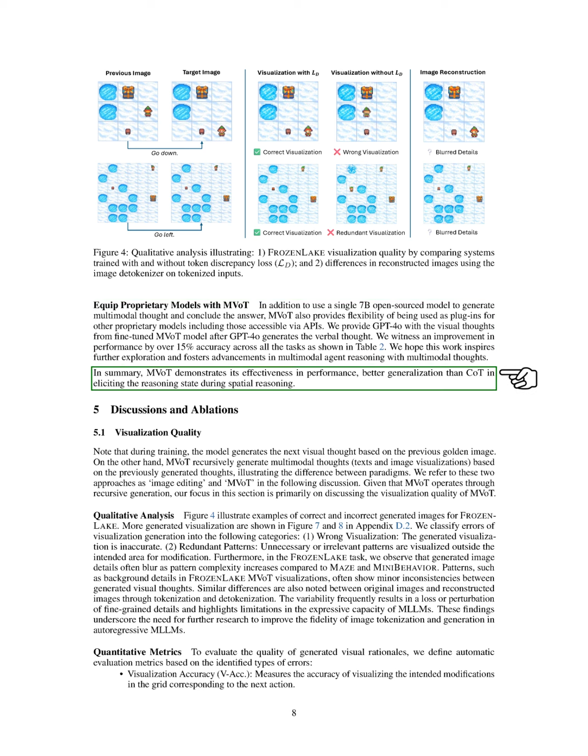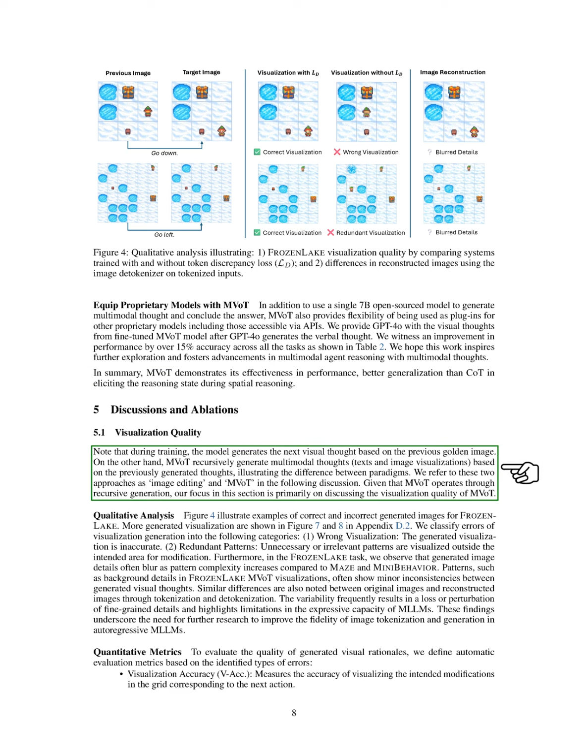In summary, MVoT shows effective performance and better generalization than the chain of thought method in spatial reasoning tasks. Regarding visualization quality, we note that during training, the model creates the next visual thought based on the previous ideal image. In contrast, MVoT generates multimodal thoughts, including text and images, based on earlier thoughts, highlighting the difference between these two methods. We refer to these as image editing and MVoT in our discussion. Since MVoT relies on recursive generation, we focus on the quality of its visualizations in this section.